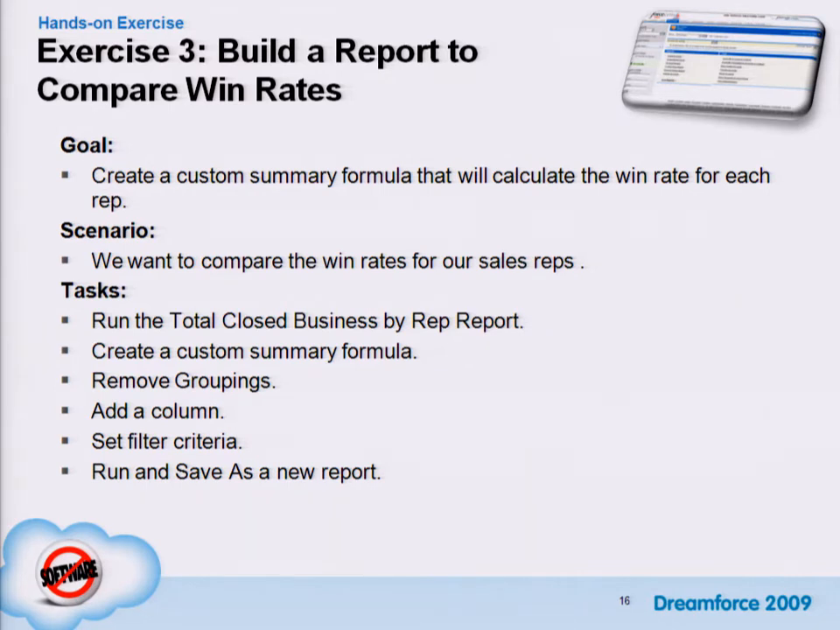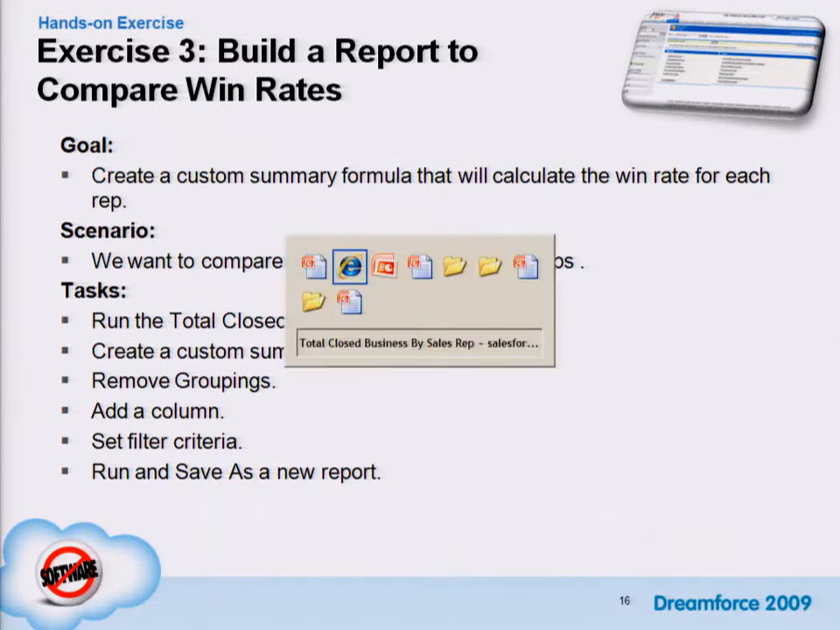Okay? So we're going to move on to our third hands-on exercise. We are going to use the previous report as our basis for this report, and we are going to create a custom summary formula. We are also going to mess around with the criteria. We want to filter the data in a slightly different way. So in the previous report, we were looking at closed-won opportunities. Now I want to see closed-won and closed-lost. That's how I'm going to calculate my win rate. Okay? Let's go back into the application.